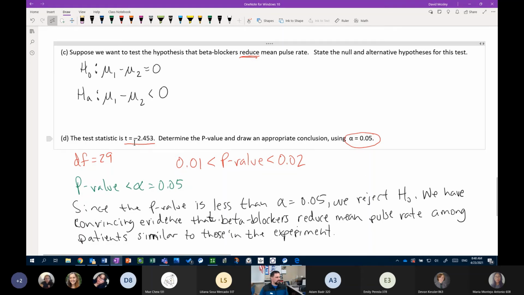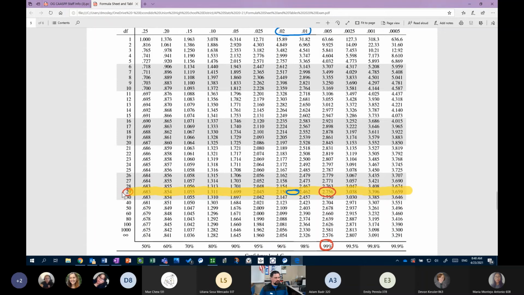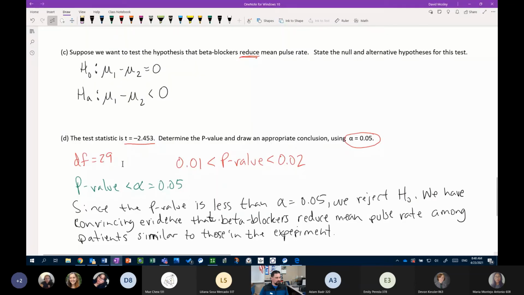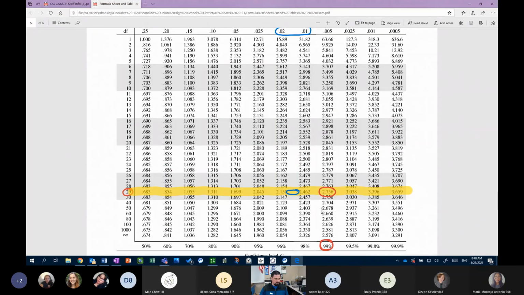So with this t statistic and using degrees of freedom equaling 29, we'll end up getting a p-value that is between 0.01 and 0.02. Again, I said we'll refer back to table B here. 29 degrees of freedom. We get the t-value required is between 2.15 and 2.462. Right? Because again, it was 2.453. That's somewhere between these two numbers, which means our p-value is somewhere between these two numbers of 0.02 and 0.01.